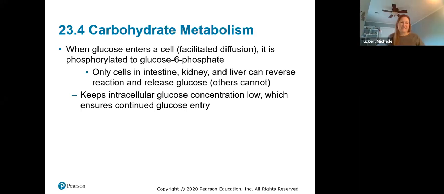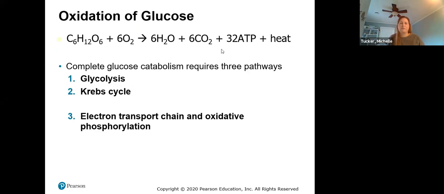Okay, we're back. So glucose enters, it gets phosphorylated with an active process and trapped inside, and that keeps the glucose concentration gradient going down and into the cell. Depending on when you downloaded this, there was a typo here. It said 38, it should say 32.